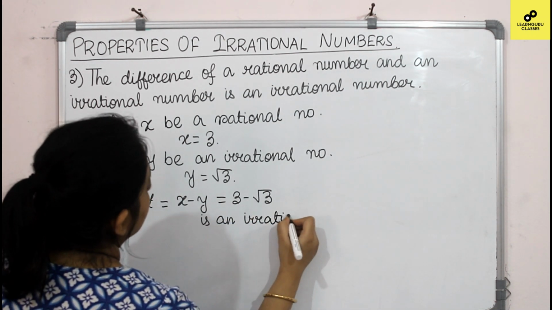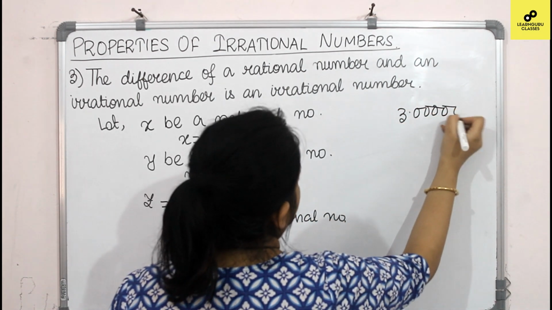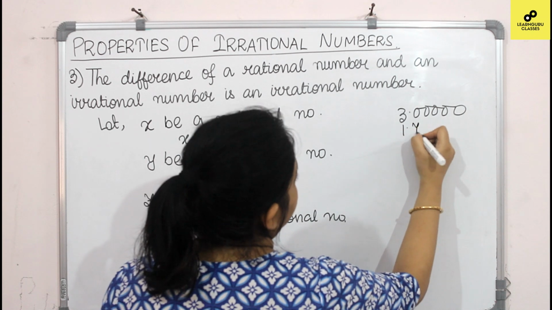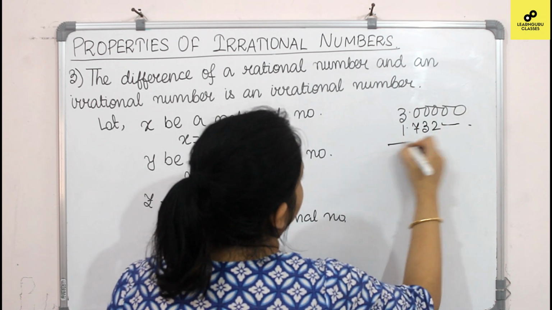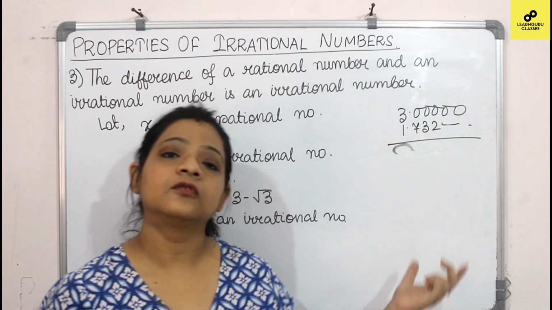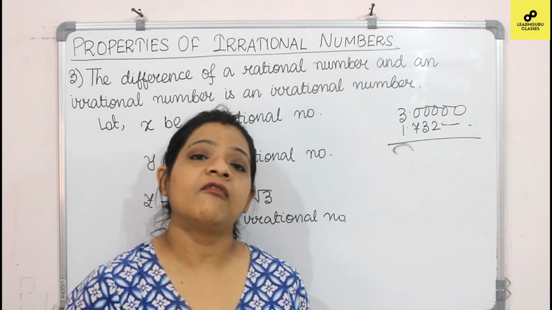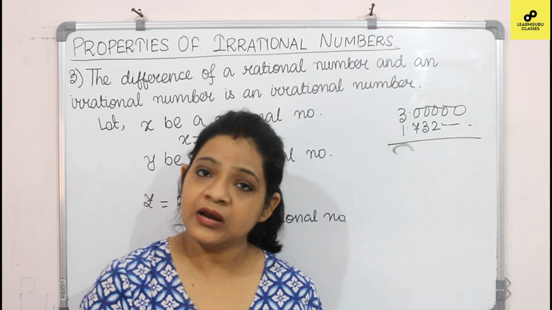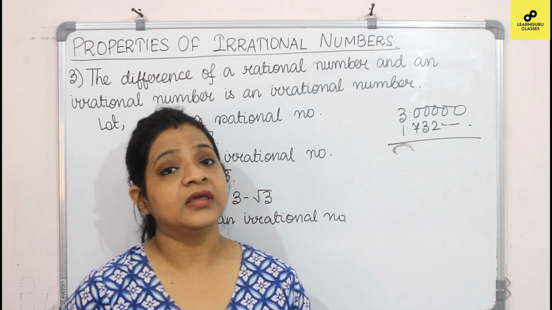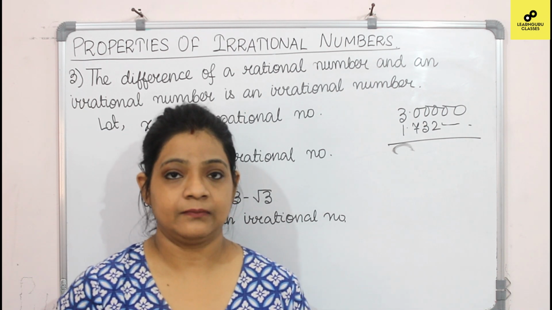Okay, why is it so? Again, same logic. 3.000000, and the decimal expansion of root 3 is 1.732, something like this. So ultimately the result that you will get as z will also be a non-terminating and non-repeating decimal expansion. So whenever you subtract an irrational number from a rational number, the result will also be an irrational number. Okay, so let's see the fourth statement.